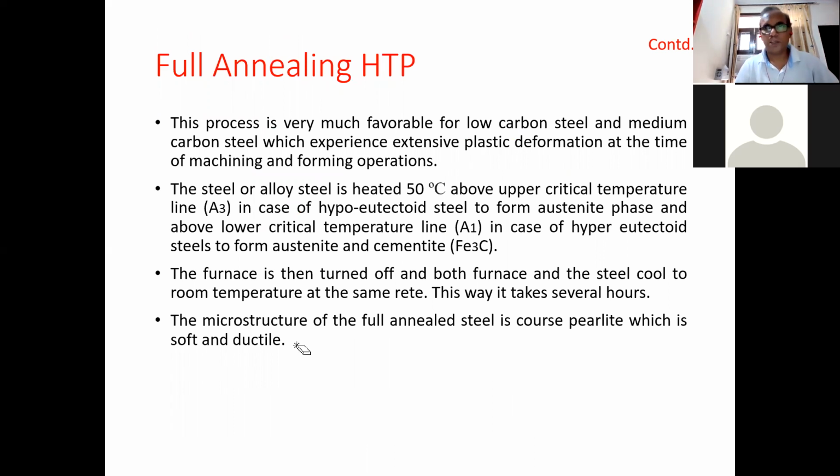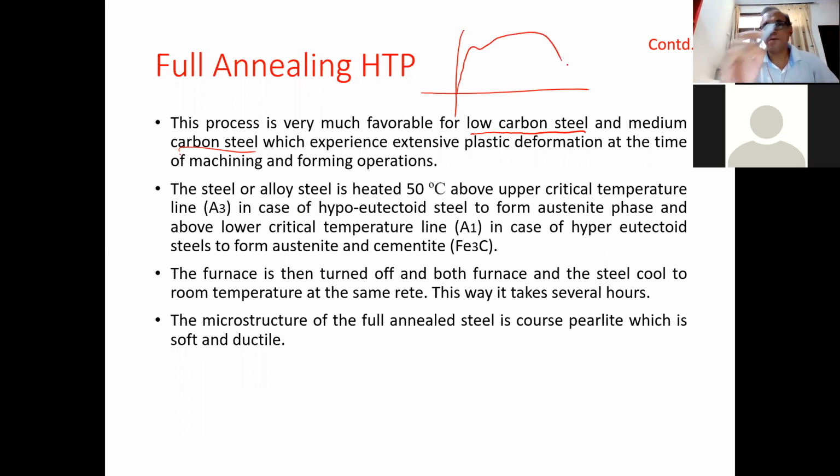So this can also be understood, how they are different. What is full annealing as per the matrix given over here? This process is very much favorable for low carbon steel and of course medium carbon steel, which experiences extensive plastic deformation. These are more ductile materials. At the time of machining and forming operations, we require this. You know how we can ascertain the plastic deformation?